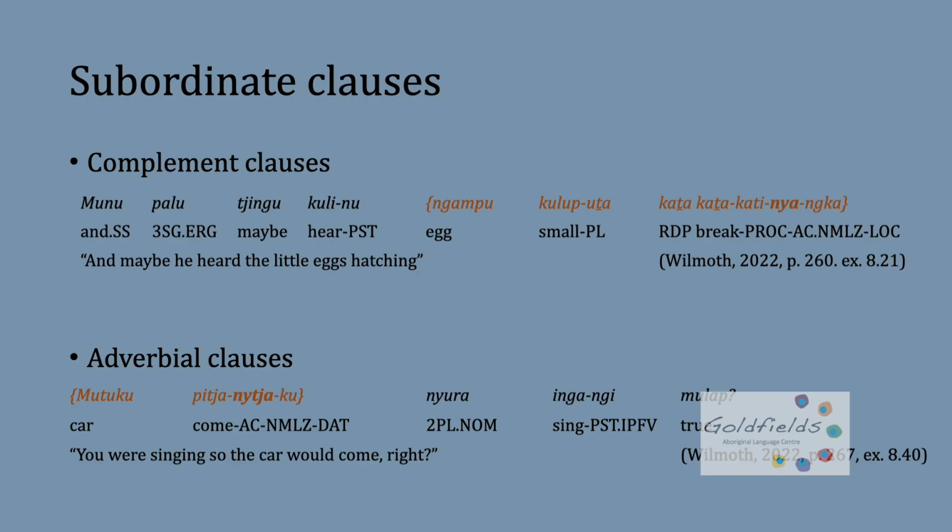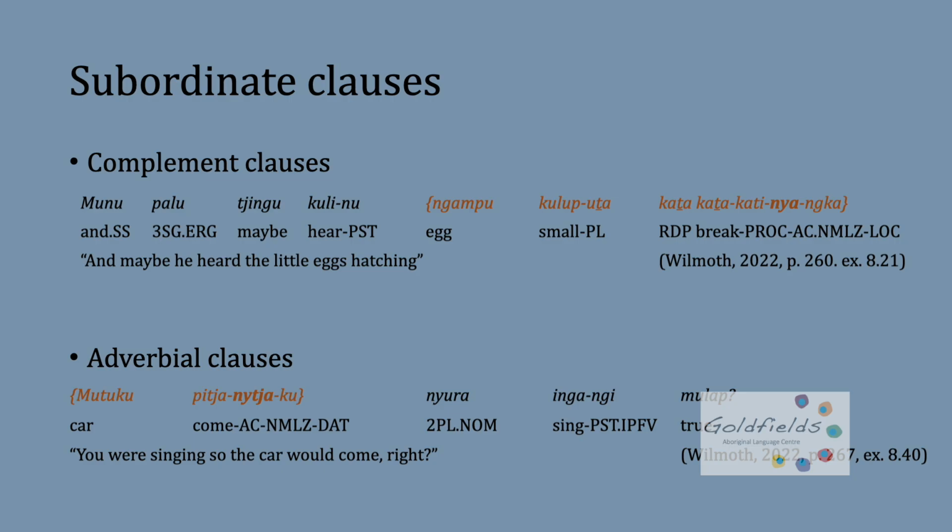In this first example here, the orange nominalised clause, and we can tell that it's a nominalised clause because that verb break has the nominalising morpheme attached to it in bold with the locative case suffix on the end. The orange nominalised clause is fulfilling the role of the object of the main clause verb here. So here is a transitive verb. To make sense, you have to hear something. And in this case, the entire nominalised clause is fulfilling the function of the object of the verb here, yielding the translation, maybe he heard the little eggs hatching. So the little eggs hatching is the content of the nominalised clause.